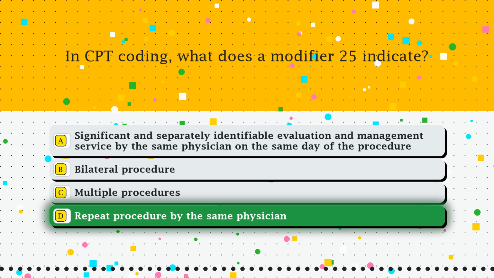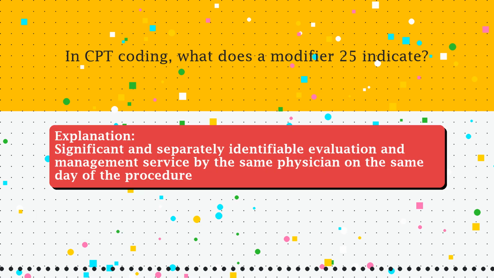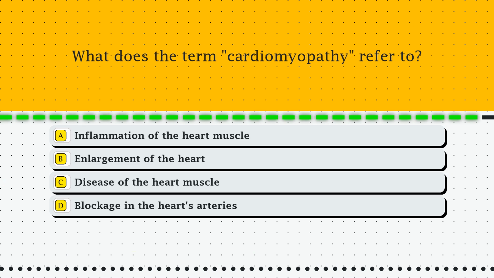The correct answer is option D, repeat procedure by the same physician. Significant and separately identifiable evaluation and management service by the same physician on the same day of the procedure. Question 280. What does the term cardiomyopathy refer to? Option A, inflammation of the heart muscle. Option B, enlargement of the heart. Option C, disease of the heart muscle. Option D, a blockage in the heart's arteries.